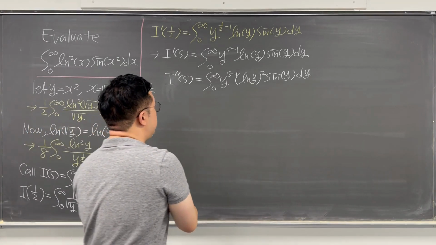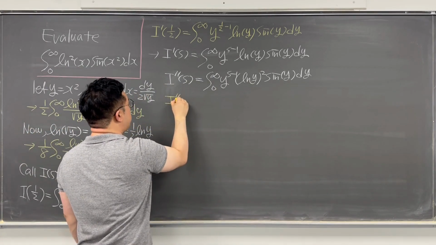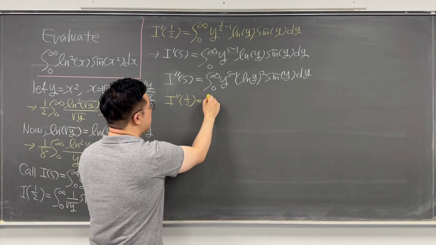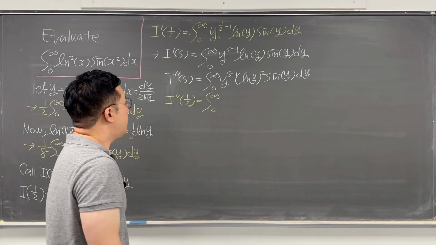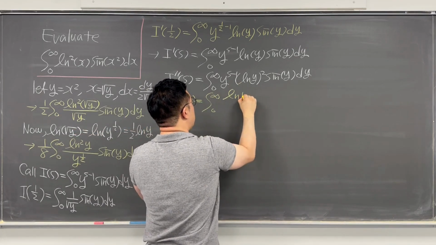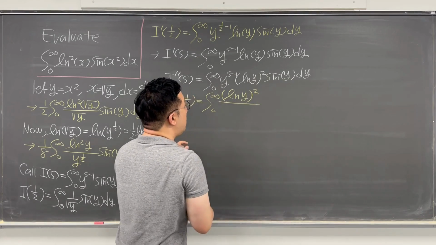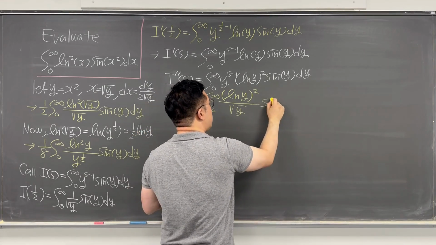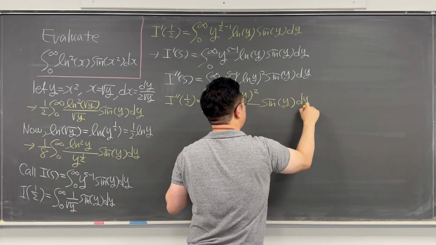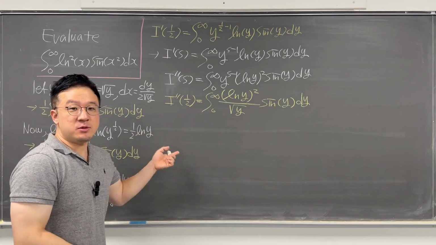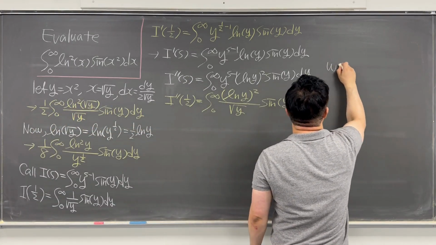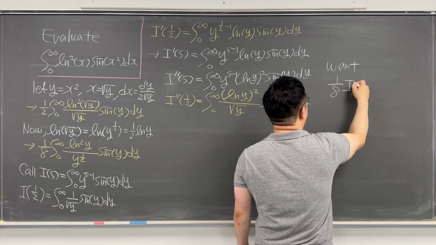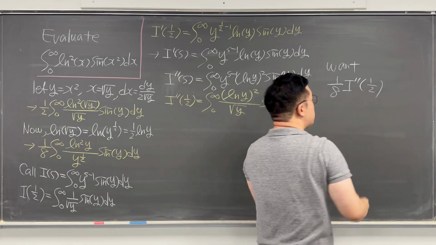So that is why your I double prime of 1 over 2, if you plug in 1 over 2 for s, is the same as the integral from 0 to infinity still, of ln y entire thing squared over the square root of y, times sine of y dy. From this, what we want is 1 over 8 times I double prime of 1 over 2. This is what we wanted, right?